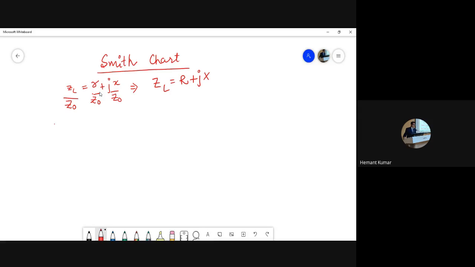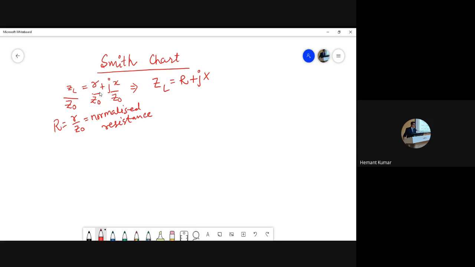Here r is the normalized resistance. Similarly, x is the normalized reactance, right?